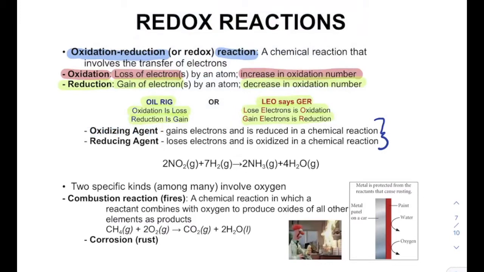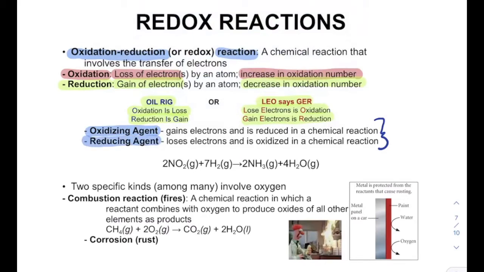I just wanted to say that every time you have an oxidation, you have to have a reduction, and there can't be any gain or loss of electrons overall. So every time there's an oxidation, there's a subsequent reduction. And if you have a compound that is actually becoming oxidized and it is forcing the reduction of something else, that is called a reducing agent.